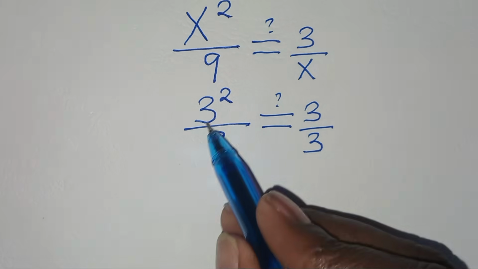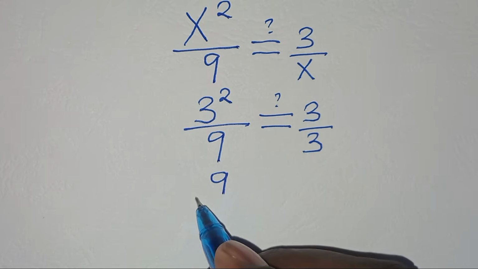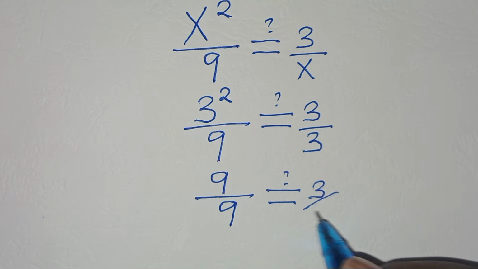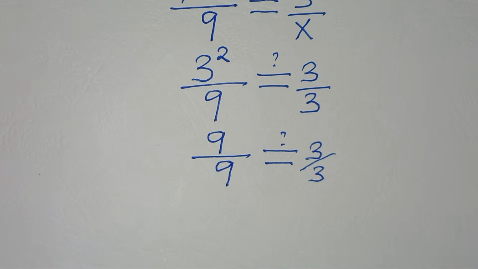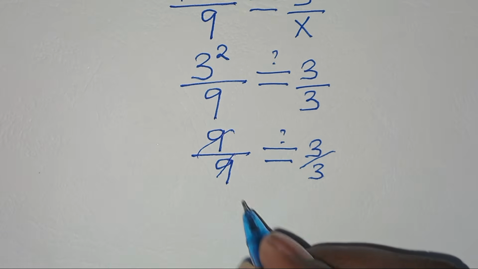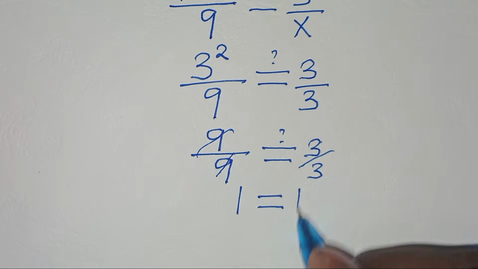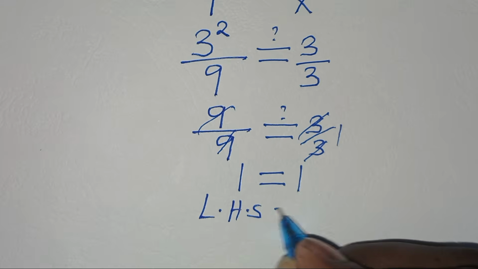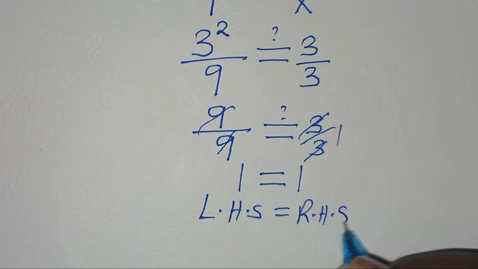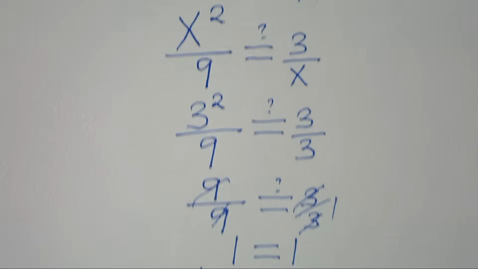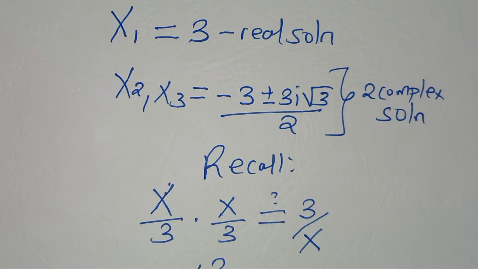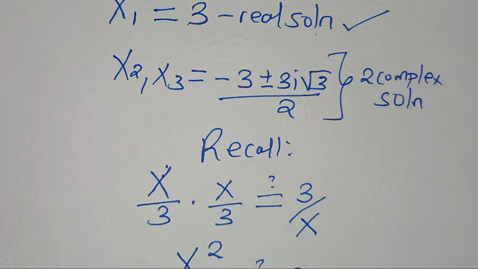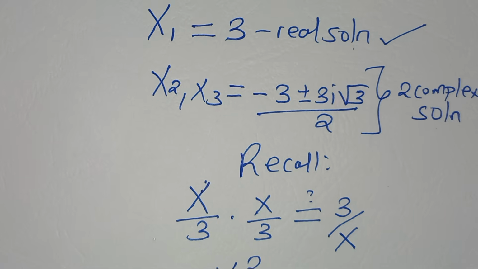So we have that 3 squared, which is 9, divided by 9 should be equal to 3 over 3. So we have that 9 divided by 9, which is 1, equals 1. So this implies that the left hand side is equal to the right hand side, and this implies that the real solution satisfies the equation. So we have got two complex solutions and only one real solution for this algebra problem.